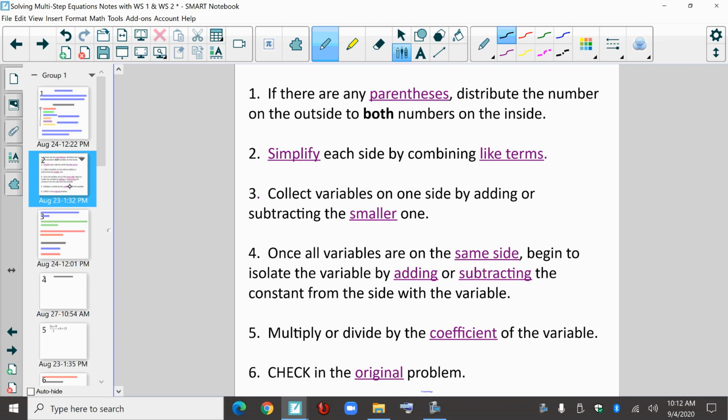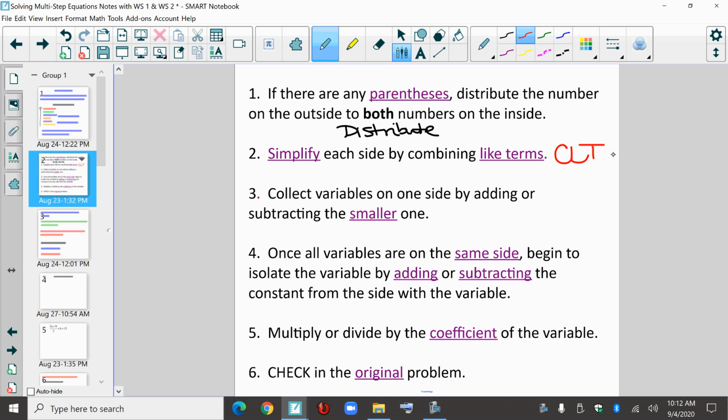If there are any parentheses, you've got to distribute the number on the outside to both numbers on the inside. This is what we call the distributive property. Super important that you recognize this. So you need to make sure you distribute. Then you're going to simplify each side by combining like terms. And remember, I said CLT. So we're going to combine like terms.